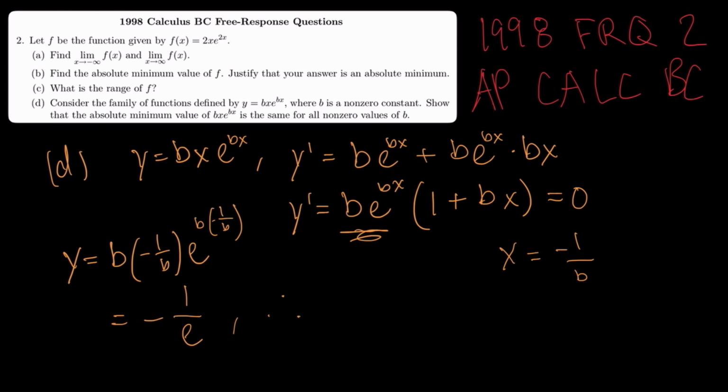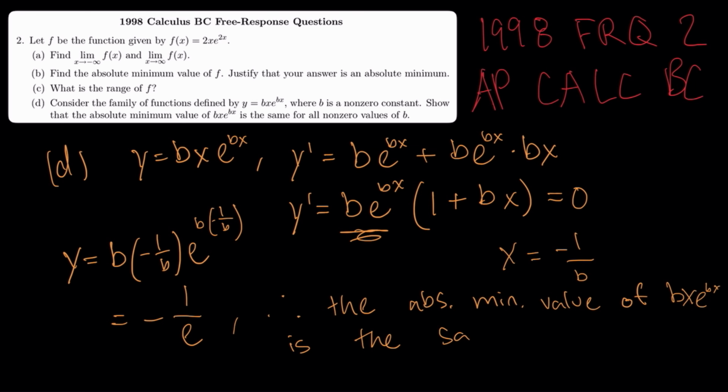Therefore, the absolute minimum value of, and I'm just copying the wording here, it often helps to do that, simplifies your thought process, is the same for all non-zero values of b. And that does it for the second FRQ from the 1998 AP Calculus BC exam.